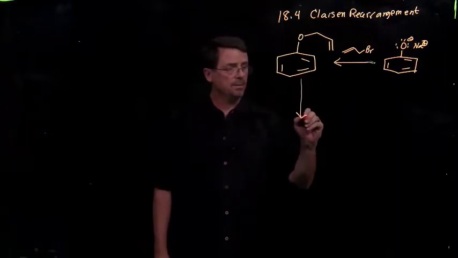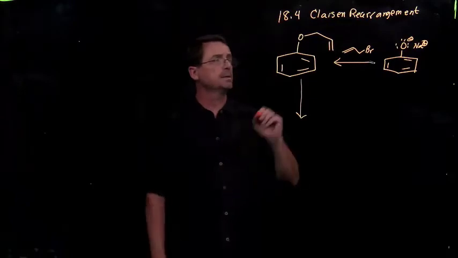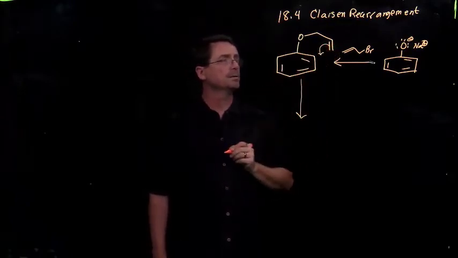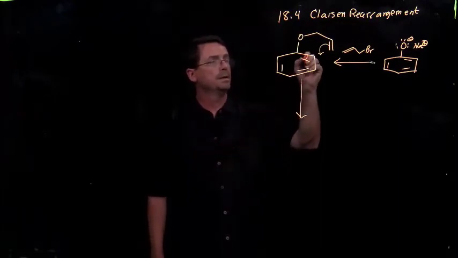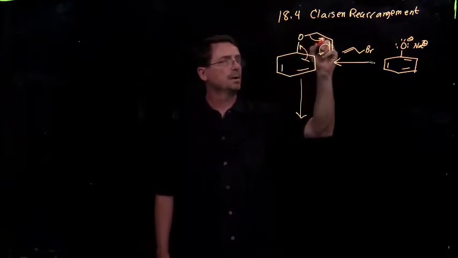When we heat this up, and I'm going to go ahead and push the arrows for the mechanism here because I think it's important for you to see how this works. We're going to swing that pi bond out to make a carbon-carbon single bond. This bond swings up, and this bond, the carbon-oxygen bond, breaks.